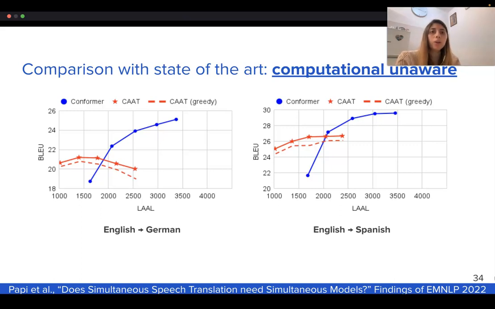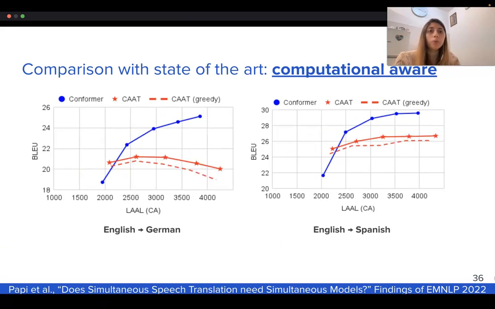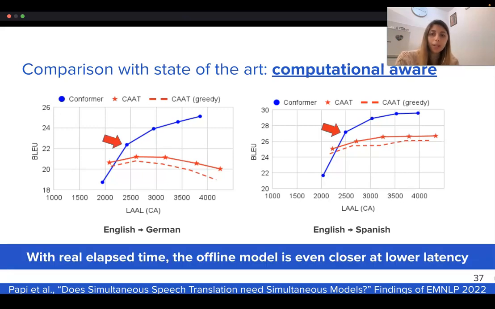We see that considering the computational unaware metric, that is the ideal times, the offline system performs better only at medium-high latency. While if we consider the computational aware metric, we observe that the curve of our offline trained conformer shifts toward the left, and so we can conclude that with real time, the offline model is even closer at lower latency to the CAT state-of-the-art system.